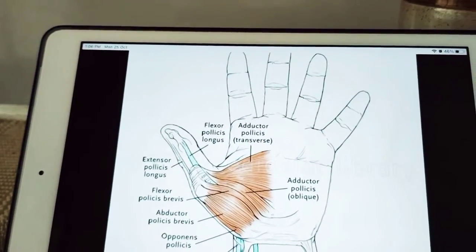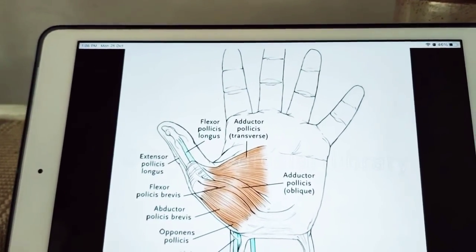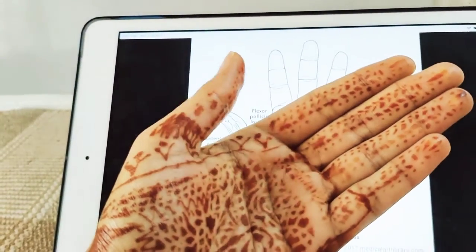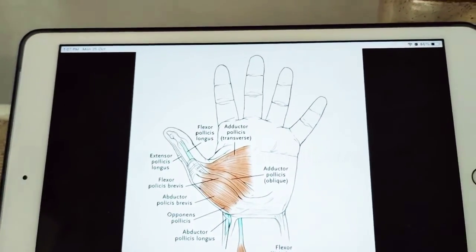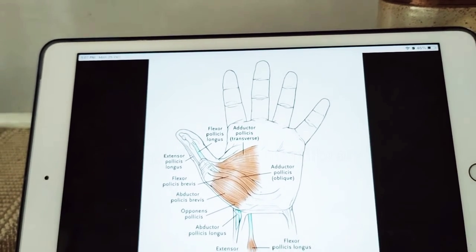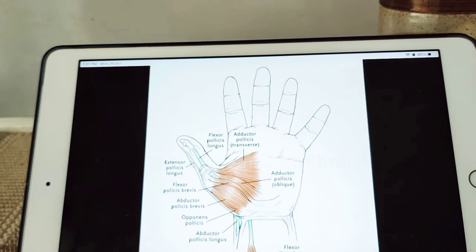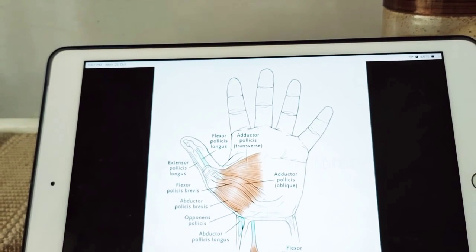Okay, done with all this. And the last one, adductor pollicis. Adductor pollicis is nothing but adduction of the thumb, like this. That's it. So this is about the thenar eminence muscles. In the next video we'll discuss in detail the muscles of the hypothenar eminence.